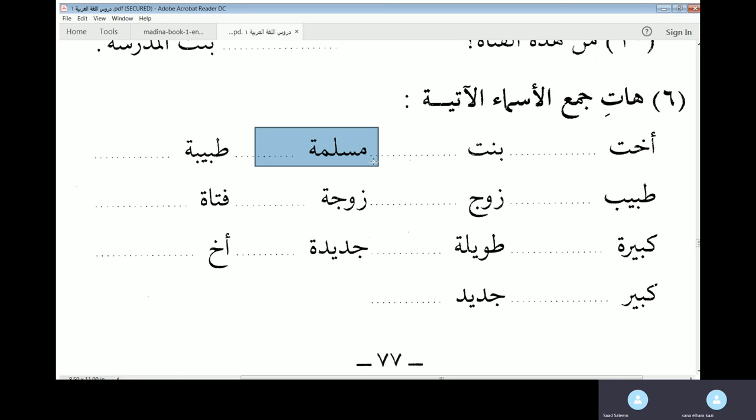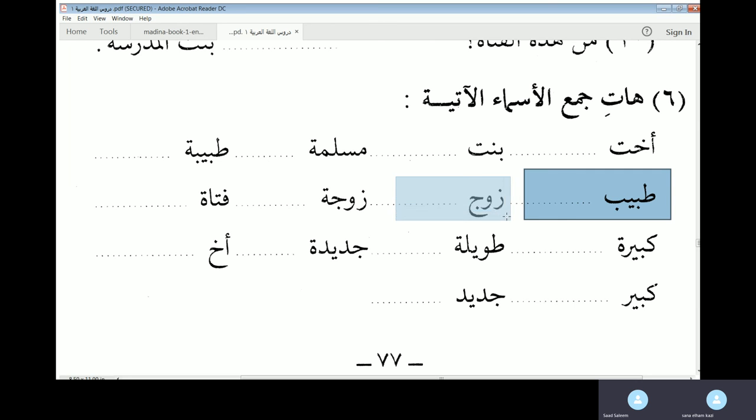Muslimatun, Muslim female. Muslimatun, Muslims. Tabibatun, doctor, female. Tabibatun, doctors in the female. Tabibun is male doctor. Atibau, doctors. Zawjun, azwajun. Zawjun is husband. Zawjatun is wife. Zawjatun would be wives. Okay.